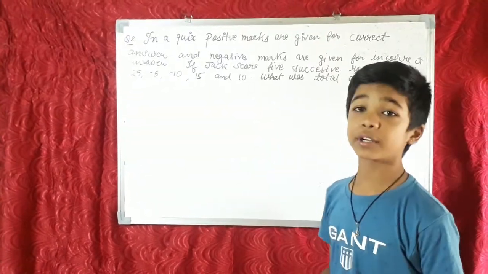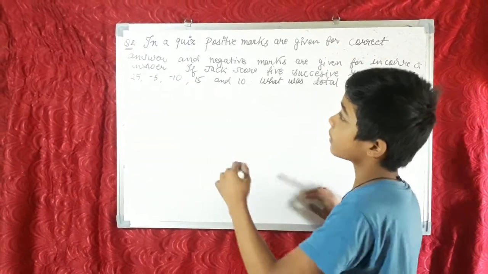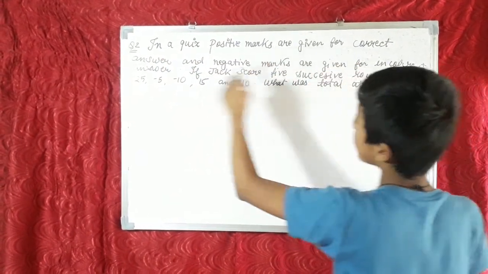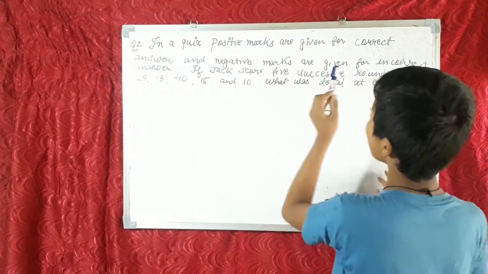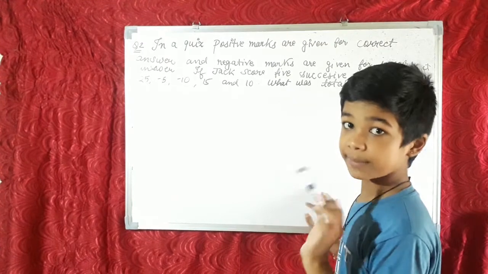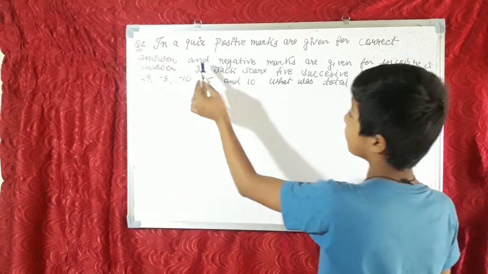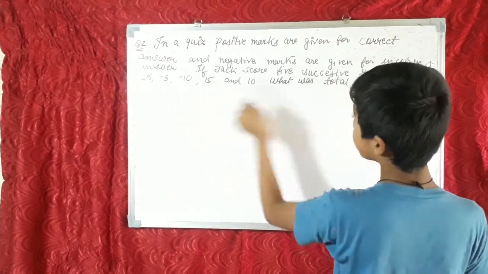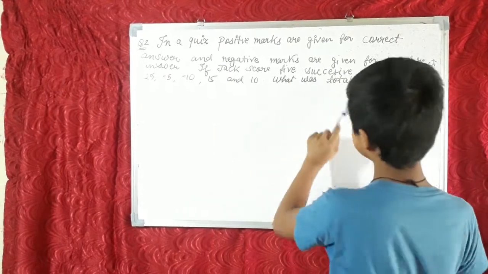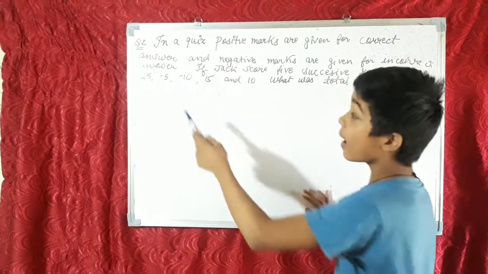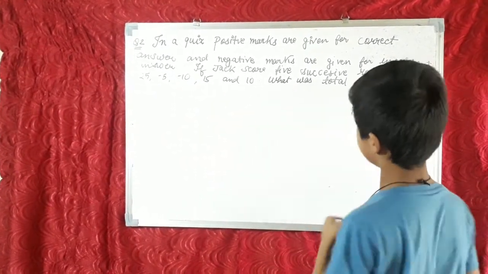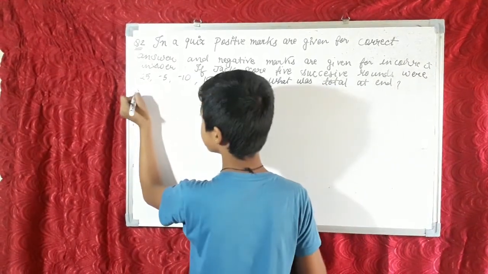So friends, now we are going to see our second question of exercise 1.1. In a quiz, positive marks are given for a correct answer and negative marks are given for an incorrect answer. Okay, a correct answer is given positive marks and an incorrect answer is given negative marks. If Jack scores 5 successive rounds, 25, minus 5, minus 10, 15 and 10, what was the total at the end? So we will write here solve.